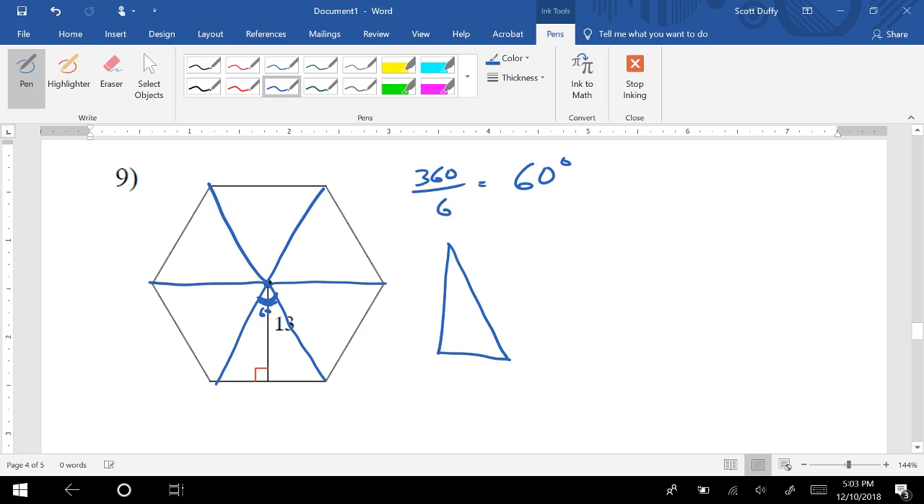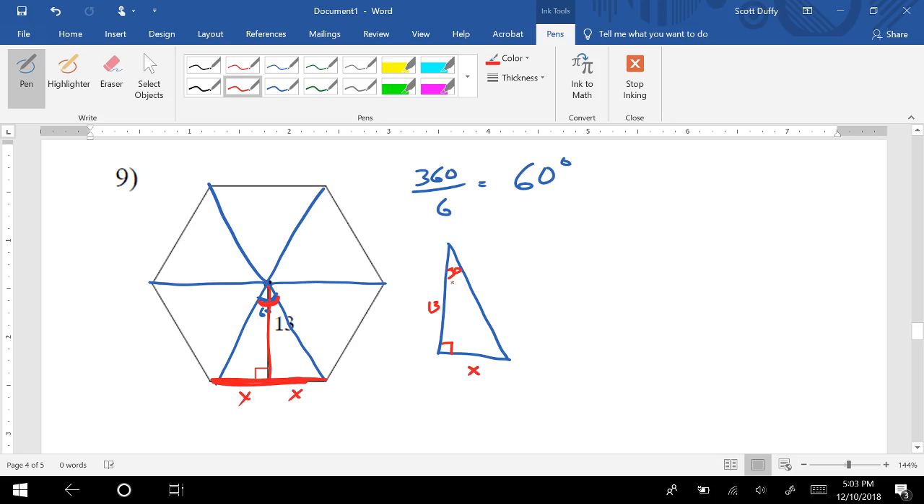This angle right here is 60. You cut it in half right there, you know that this is going to be 30 degrees. We know this side is 13. And what we need to know is the length of the base of this triangle. So whatever I get right here, I'm going to multiply it by 2 because these are both x.